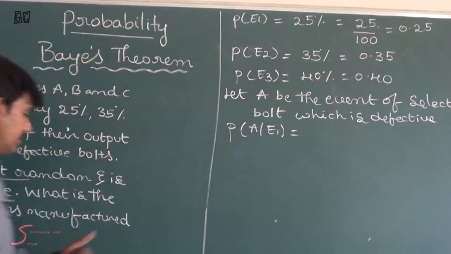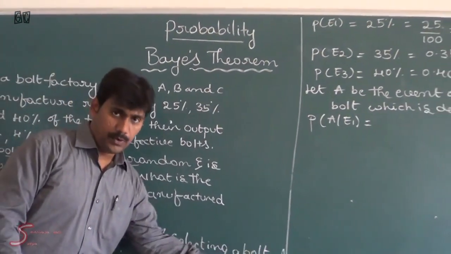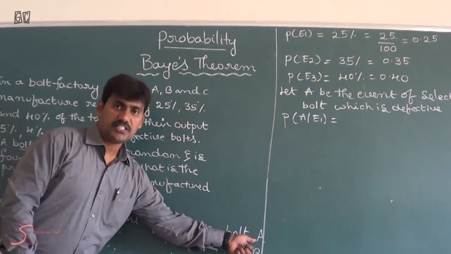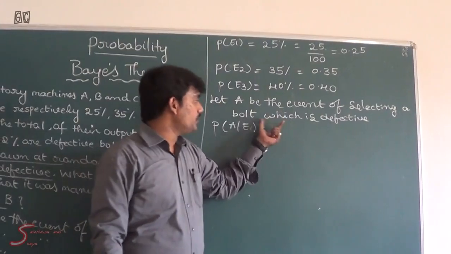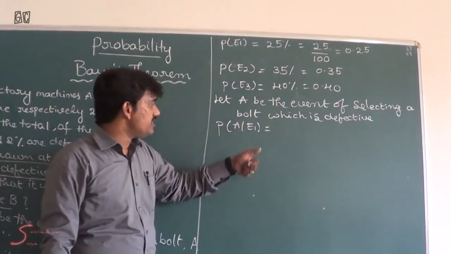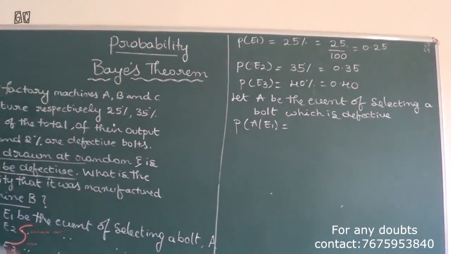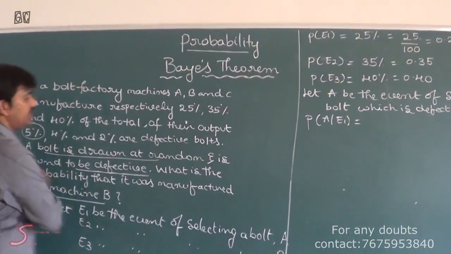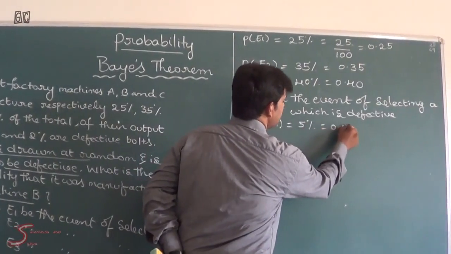So what is E1? We already denoted that event as selecting a board which is manufactured by machine A. In the same way, what is P of A given E1? It means a defective board which came from machine A. From the given data we have that 5% is given. So 5% means 0.05.